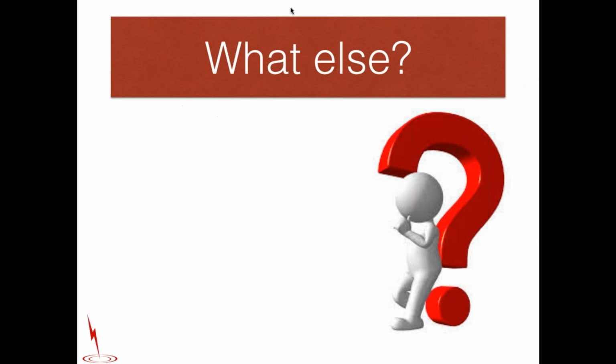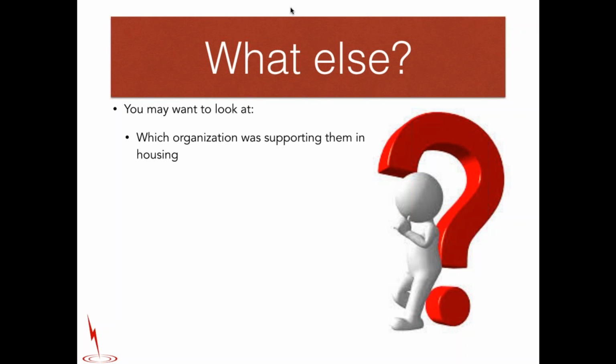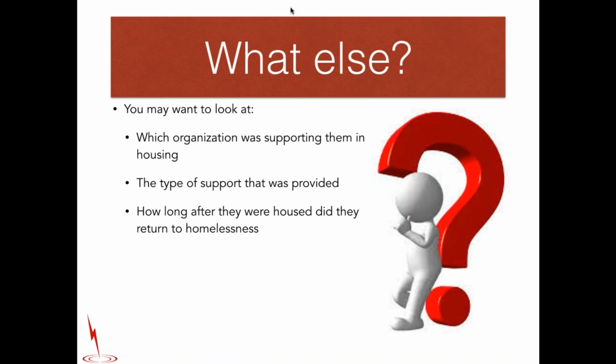What else? You may want to look at which organization was supporting them in housing. So perhaps what is really influencing the overall performance is not the depth of need or the size of household, but the organization themselves that's delivering it. You might also want to look at the type of support that was provided and what was their overall framework or operating guidelines or even theories of practice relative to providing supports. How long was the individual or family housed prior to returning to homelessness?